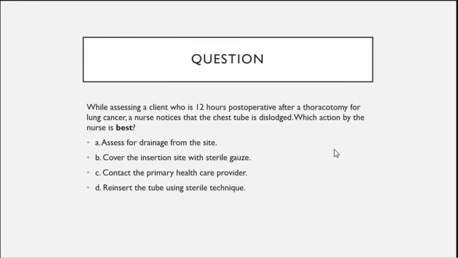So your question: while assessing a client who is 12 hours post-op after a thoracotomy for lung cancer, a nurse notices that the chest tube is dislodged. What do you do? Assess for drainage from the site, cover the site with sterile gauze, contact the doctor, reinsert the tubing. Well, we automatically know if the chest tube gets dislodged, we are not reinserting. We are probably going to call the doctor, but our first priority is cover that site with sterile gauze. Remember, you have that open wound, you breathe in, air is going into that pleural space. It's going to get stuck there, so it is going to cause a pneumothorax.